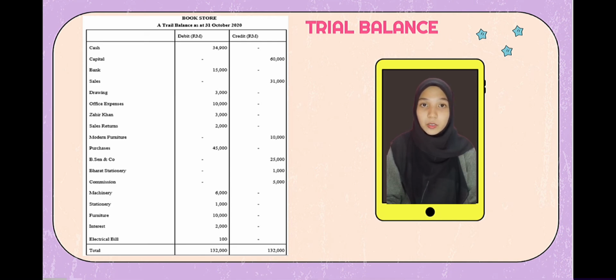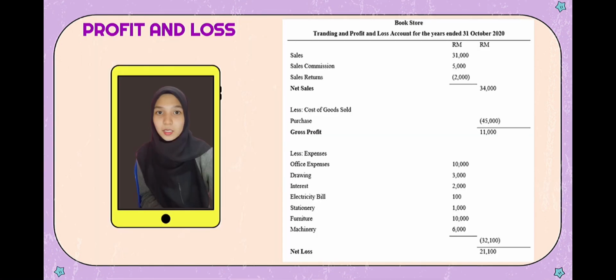Passage, 45,000 in debit. Saint & Co, 25,000 in credit. Baharat Stationery, 1,000 in credit. Commission, 5,000 in credit. Machinery, 6,000 in debit. Stationery, 1,000 in debit. Furniture, 10,000 in debit. Interest, 2,000 in debit. And electric bill, 100 in debit. Total for trial balance is 132,000.